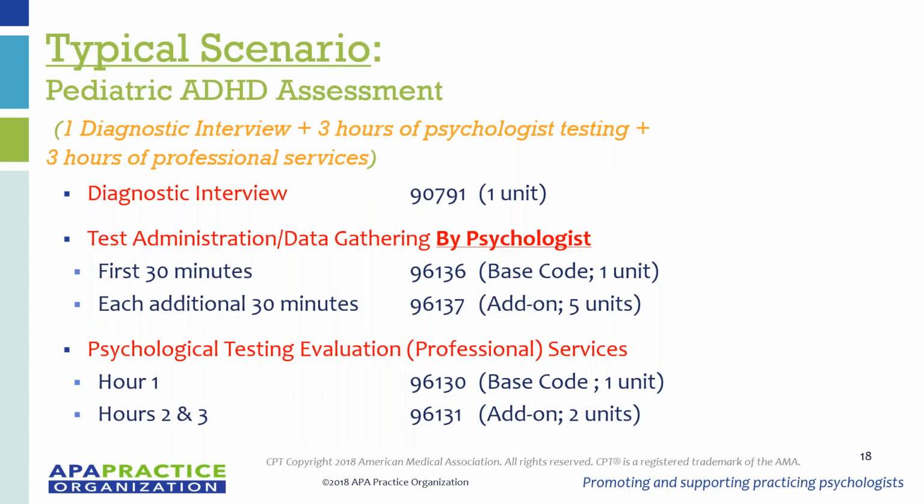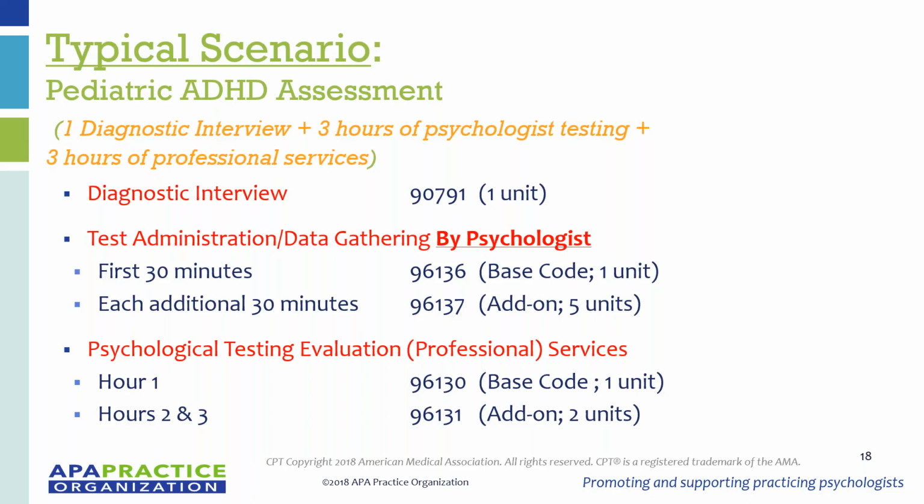Next slide. So here's several examples. In this scenario, we'll say it's a pediatric ADHD assessment. You're doing one diagnostic interview, 3 hours of the psychologist doing their own testing, and 3 hours of professional services for the integration and everything else that the professional services entails. When you're preparing your billing summary, here's how it's going to look. Your diagnostic interview for your psychological evaluation will be conducted using 90791, Psychiatric Diagnostic Evaluation, as it always has been.